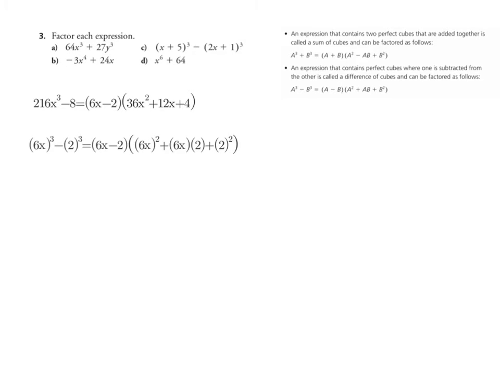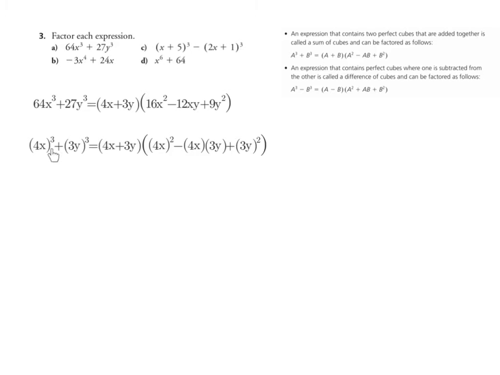So let's modify our equations. All right, I know this is ridiculously easy. So 4x times 4x times 4x is your 64x cubed. 3y times 3y times 3y is your 27y cubed. And so you just have to say 4x plus 3y, and then you got your 4x squared, and you got your 3y squared, and you got your 4x times 3y. The plus goes here, and the minus goes there because it's a sum of cubes.